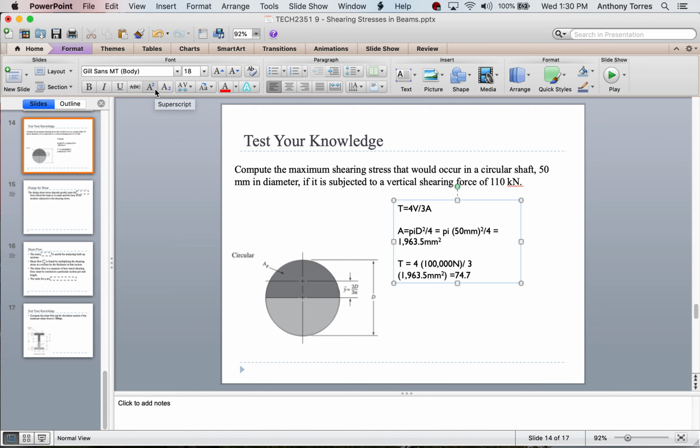Well, what units? If we do the trick of working in newtons and millimeters squared, it's going to be megapascals. And that's it. We use that simple formula, 4V divided by 3A. We didn't have to do the Q because it all simplifies out and reduces down to this simple formula. That's the answer for this circle problem.